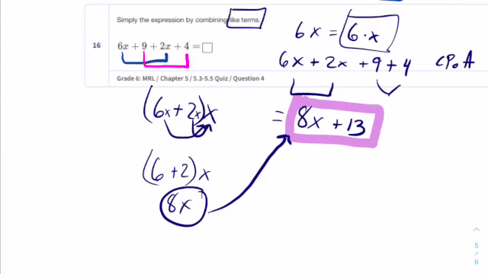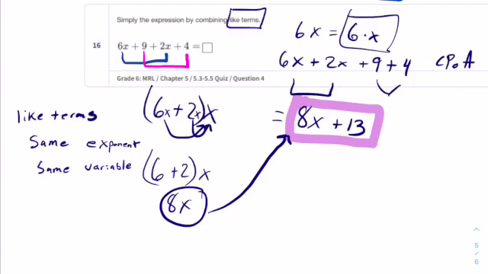Reminder, the term like terms means it's variables that are to the same exponent and the same variable. So for example, 6x and 2x are like terms because they have the same variable and they don't have an exponent. 9 and 4 are like terms because they don't have variables at all and they don't have exponents at all.